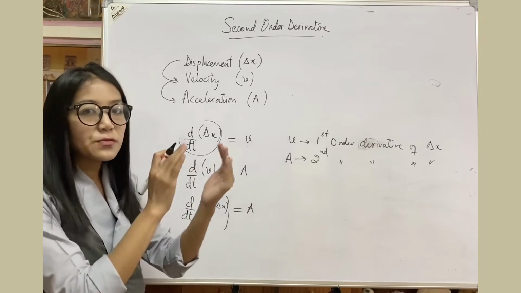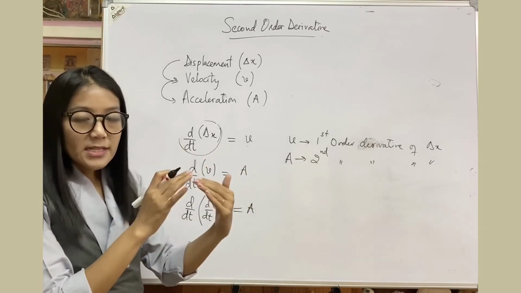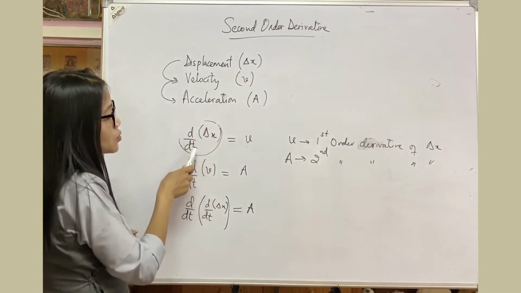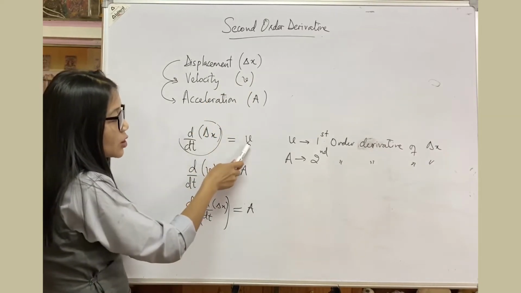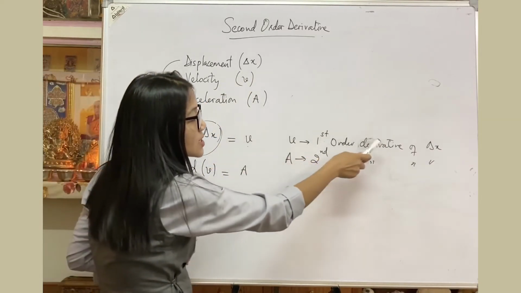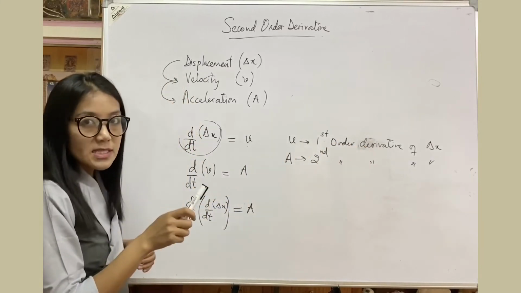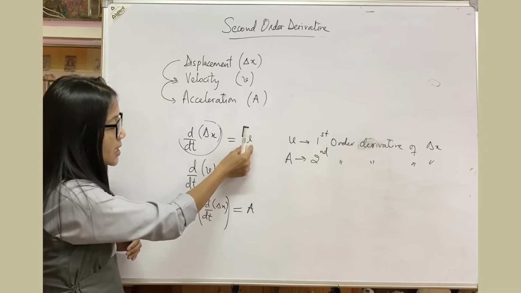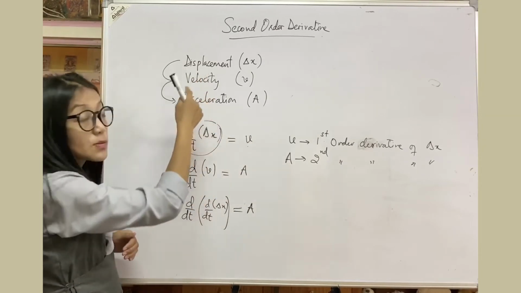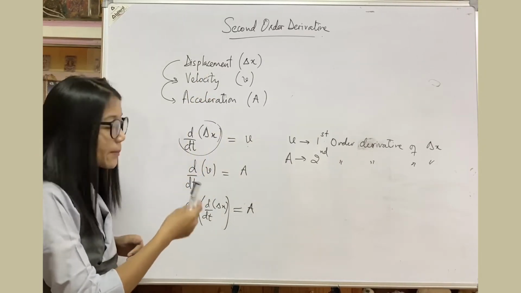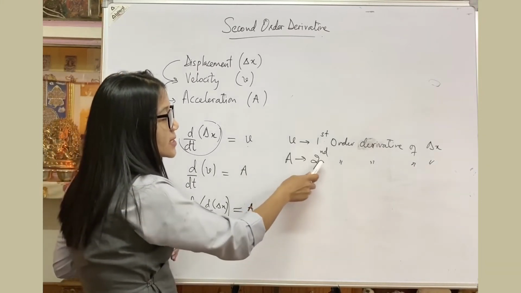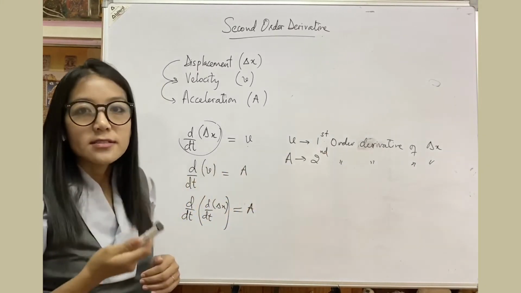Okay, so when you differentiate a function once, that is called the first order derivative. So when I differentiate displacement with respect to time once, we get velocity. So we say velocity is the first order derivative of displacement, right? Again, when you differentiate this velocity, which means you are differentiating displacement a second time with respect to time, that is acceleration. So acceleration is called the second order derivative of displacement.